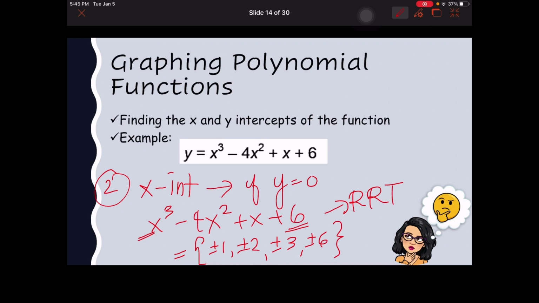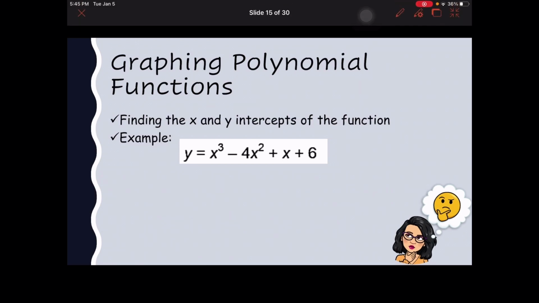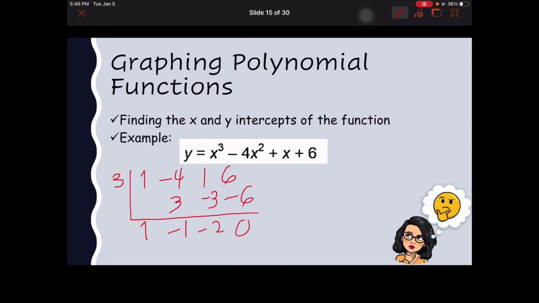So, now that we have our possible roots, we will now proceed to testing these roots. Ang gagamitin po natin ay synthetic division. So, sisimulan po natin ang ating testing phase. So, sisimulan natin with positive 3. So, let's divide 1, -4, 1, and 6 with positive 3. Ano po yung makukuha natin? Mag-synthetic division tayo. Magiging 1, -1, -2, 0.